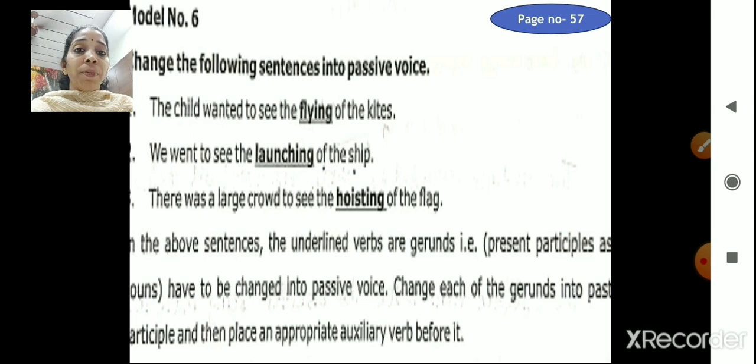They have to be changed. When these sentences change into passive voice, these present participles will be changed into past participle. That is, flying will become flown, launching will become launched, and hoisting will become, what will it become? Hoisted. Yes, you're right. So we have to change each of the gerunds into past participle, and then we have to follow the other rule. Place an appropriate auxiliary verb before it. I hope you remember the rule. We have already learned placing the appropriate auxiliary. So we just have to apply that.